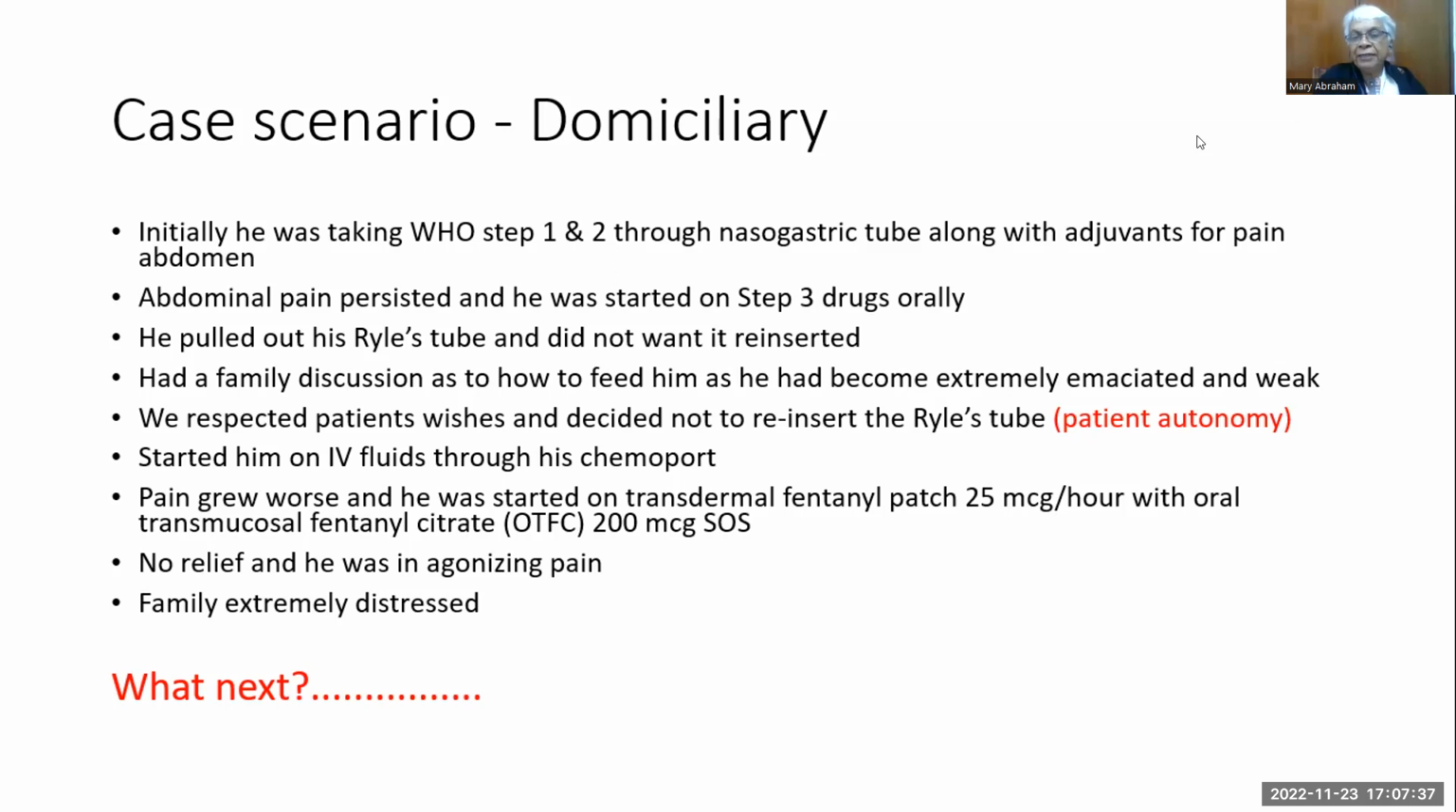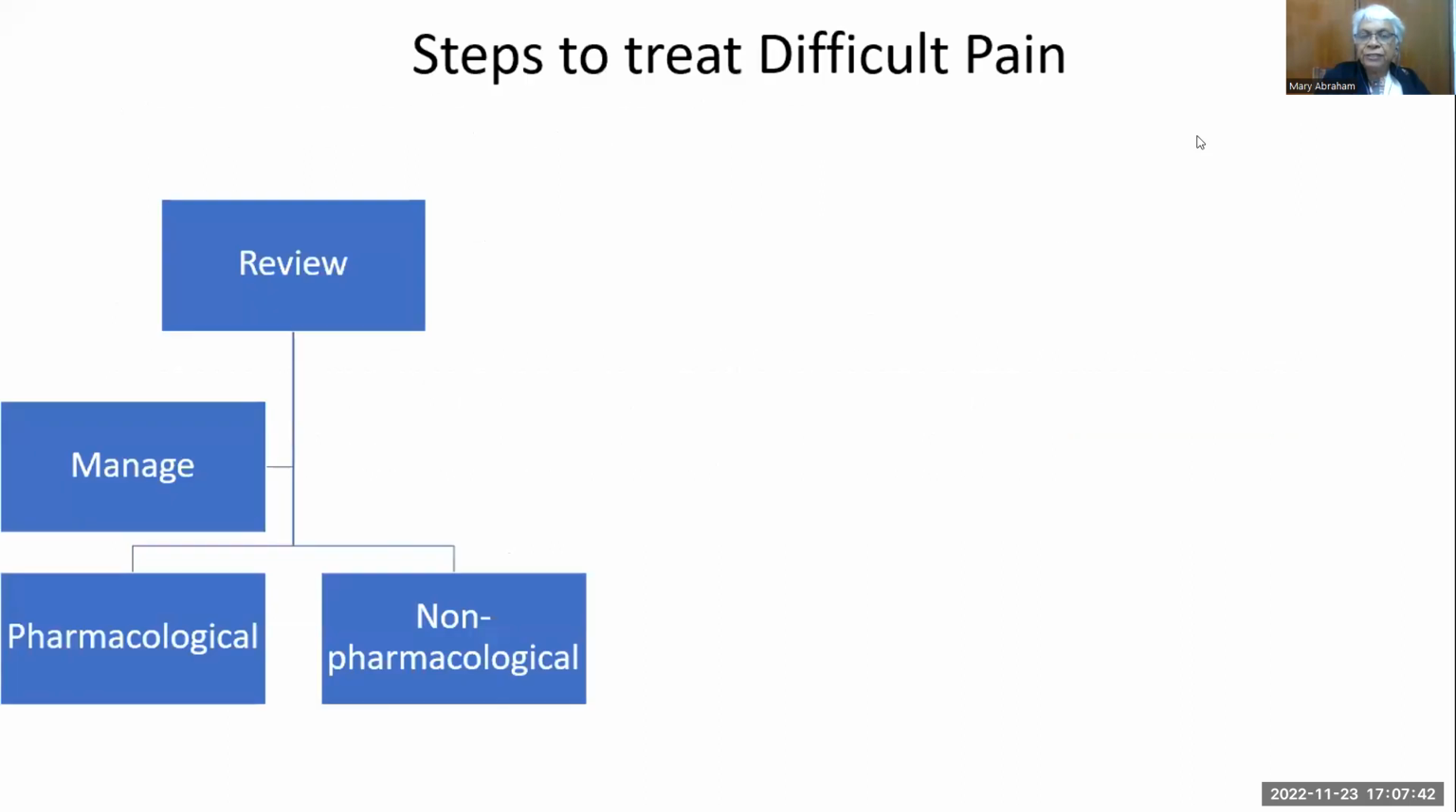So how do we handle this scenario? We'll come to this at the end of our presentation. When you encounter a patient with difficult pain, there are a few steps that we need to keep in mind. First, we need to review the whole case, including the disease, whether there are superadded psychosocial factors, whether there is any adjuvant pain, so many things. We need to review it. We need to once again do a comprehensive pain assessment. And then we need to manage with either pharmacological or non-pharmacological modalities.